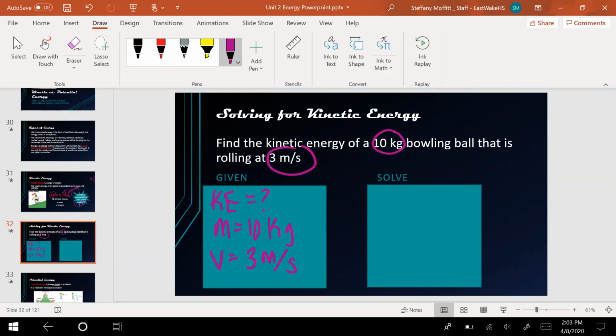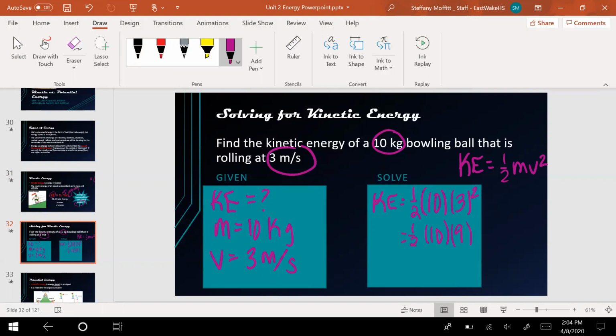So I'm going to go ahead and plug in these numbers into our equation. So our equation is KE is equal to 1/2 times mv squared. So KE, and I'm going to plug in my numbers here. 1/2, mass is 10, and my velocity is 3, but that has to be squared. So to solve this, the first thing I do is I square that velocity. So 3 squared is 9. That's going to be multiplied by the 10 and the 1/2.